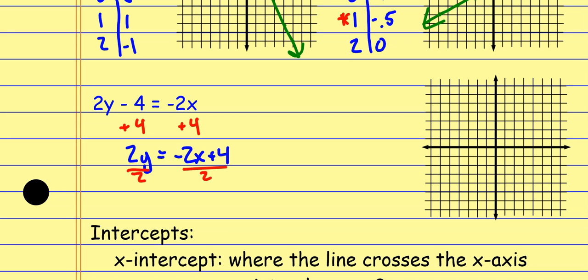Divide by 2. And so we solve this kind of like a literal equation. We're just rearranging the thing. But again, I could have done this the other way. And now I do my xy chart.